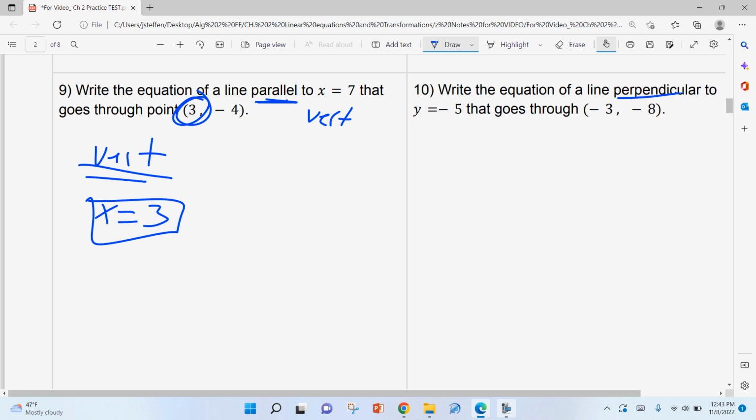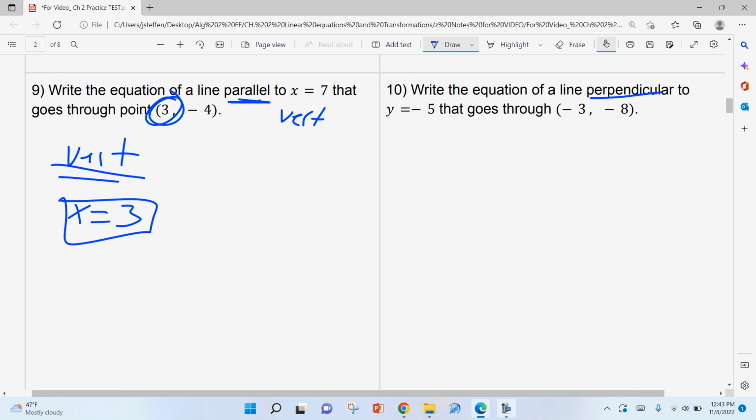Number 10 is the opposite. It's perpendicular. I didn't realize. No, oh, good.